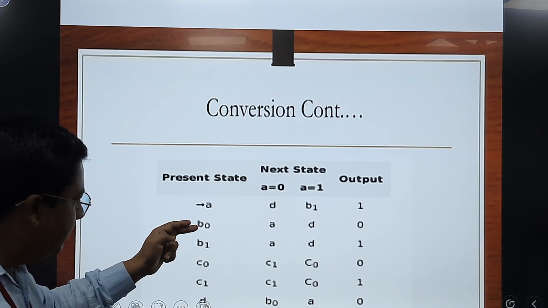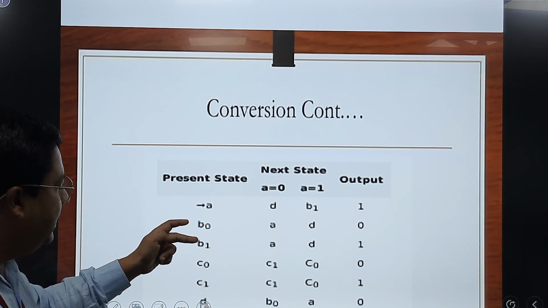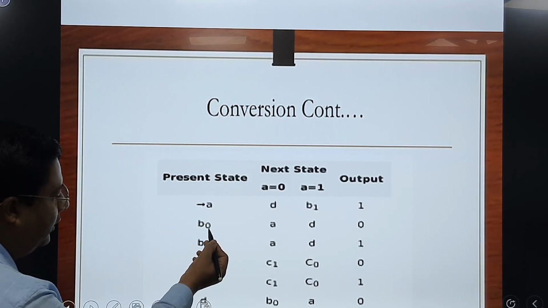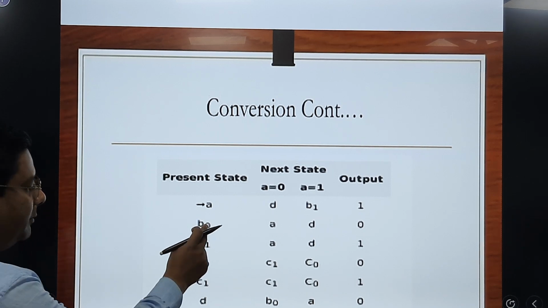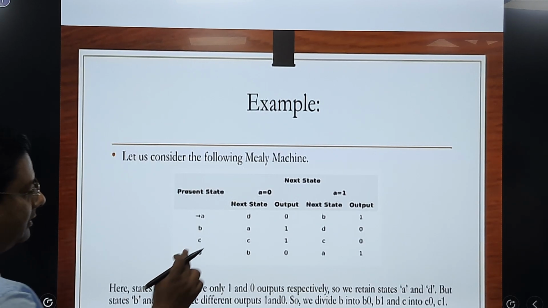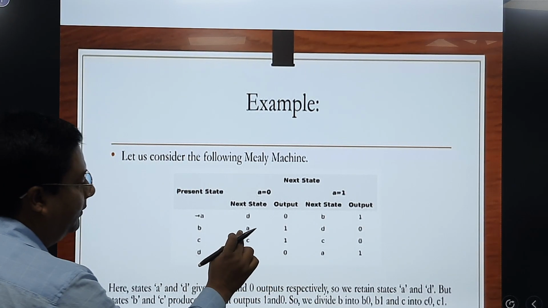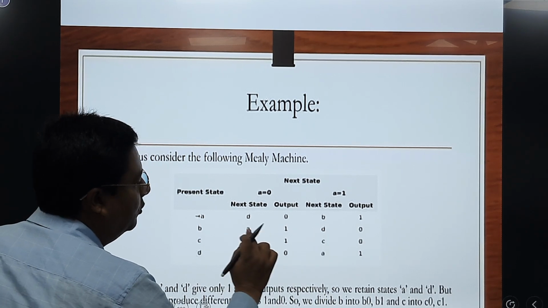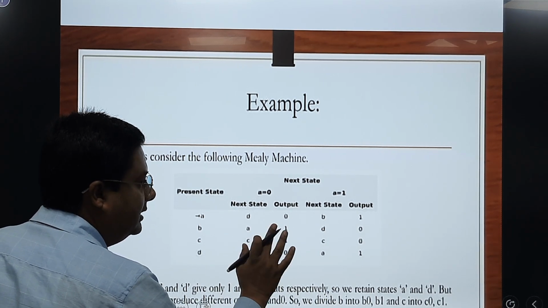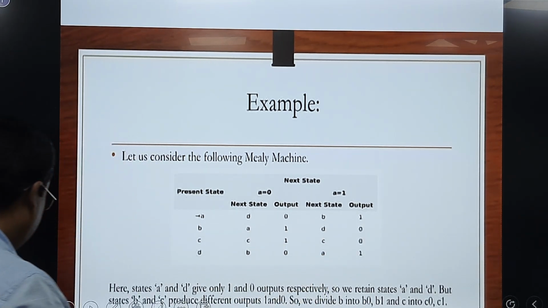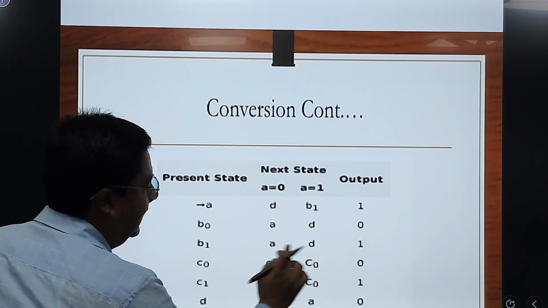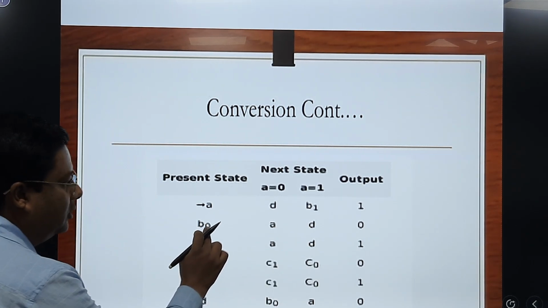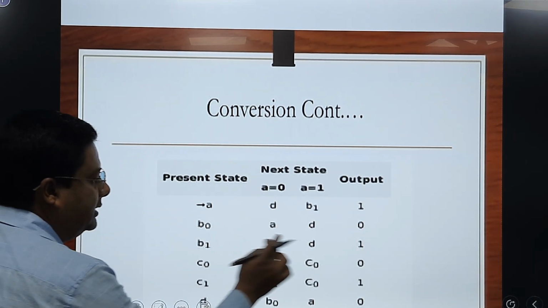Next state is B. Previously that was a single state B. Now B is divided into 2 states, B0 and B1. So we will take B0 and B1. First we will take the column value, the row value. This is A and D. Both are common. A has no change in output, D has no change in output. So we will write A and D. The output at 0 is 0, the output at 1 is 1.